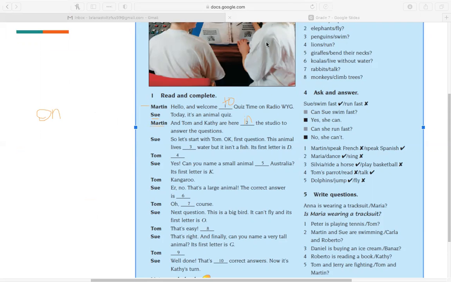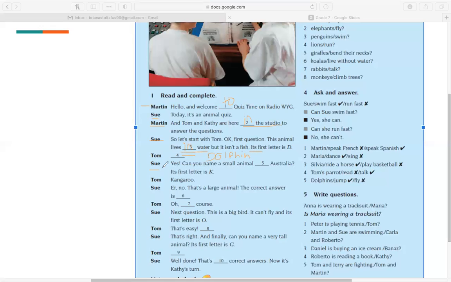Sue says, "So, let's start with Tom. Okay, first question. This animal lives, water, but it isn't a fish. It lives, water. What word goes here?" Here we use the word in again, just like in the studio, in water. Its first letter is D. What animal lives in water, but it isn't a fish, and it starts with a D? If you said dolphin, you are right. Dolphin.